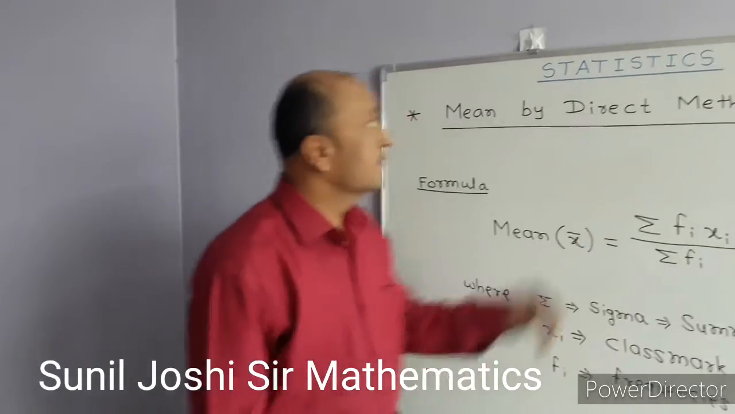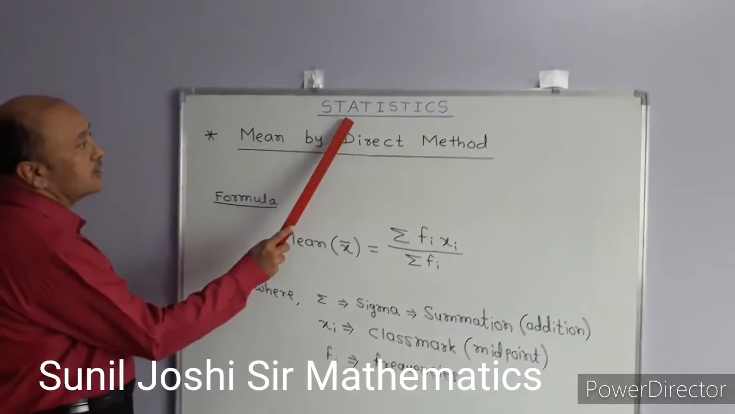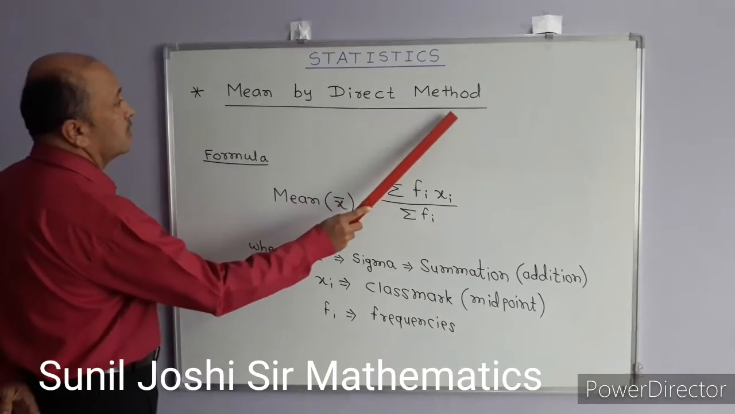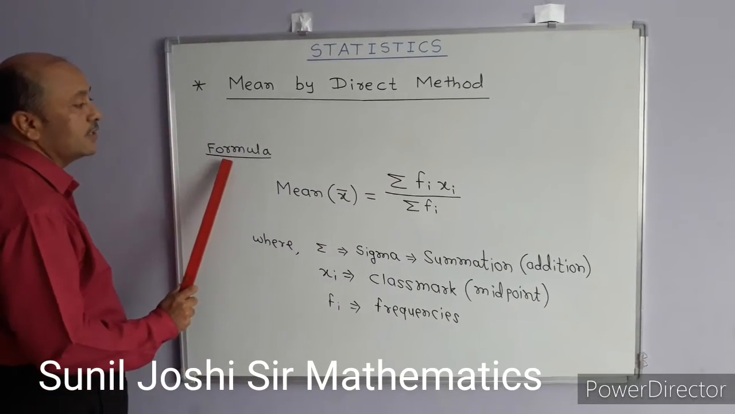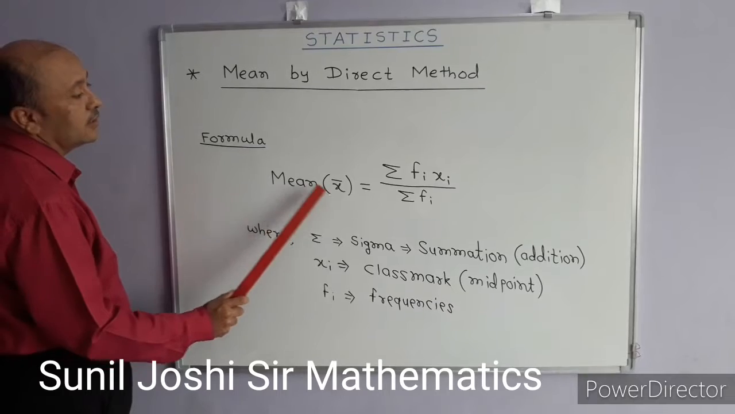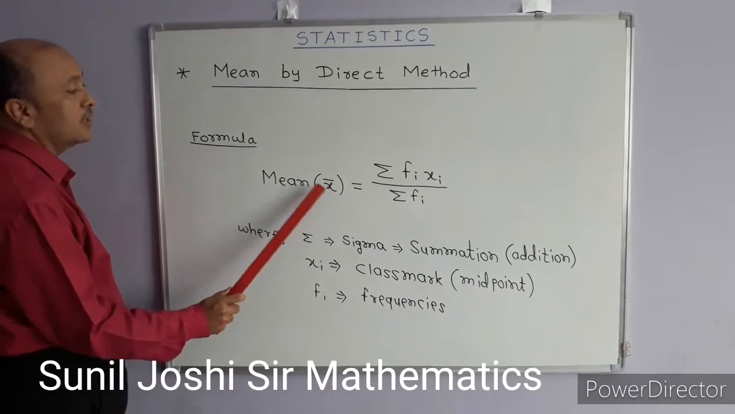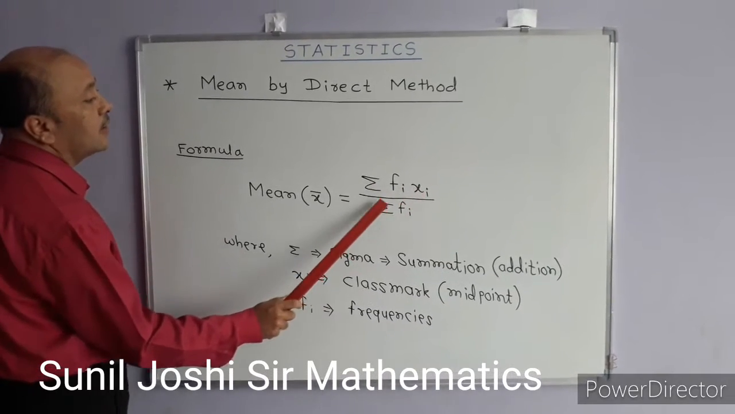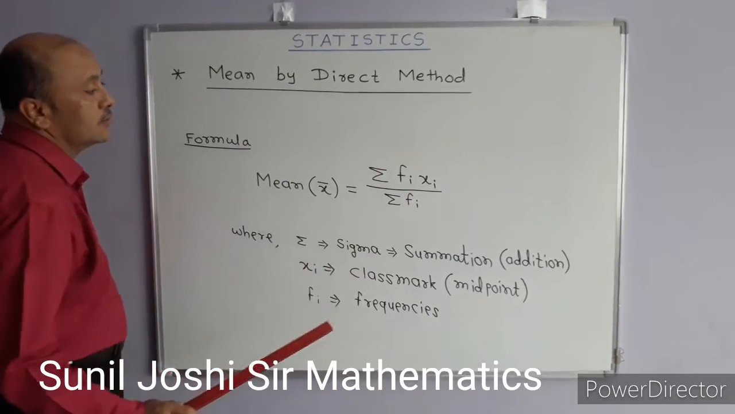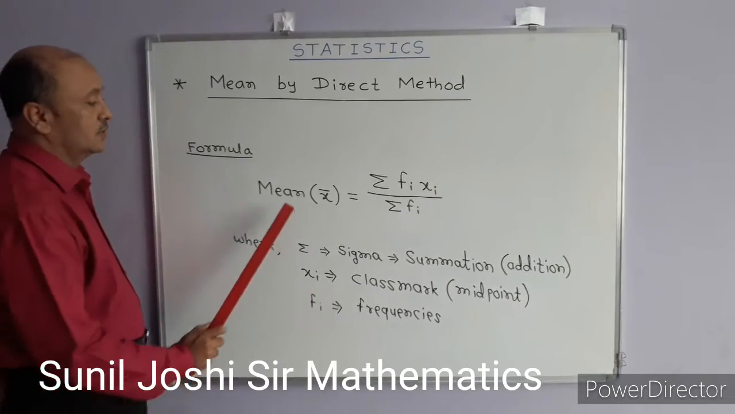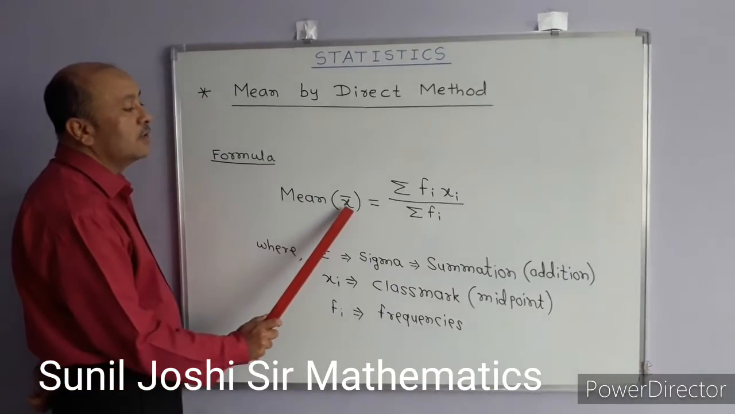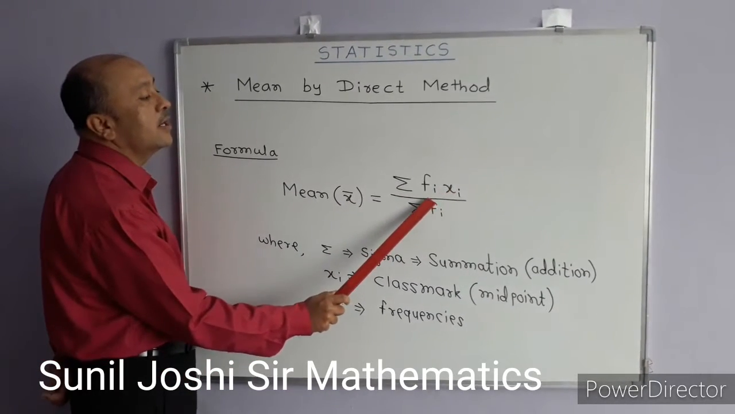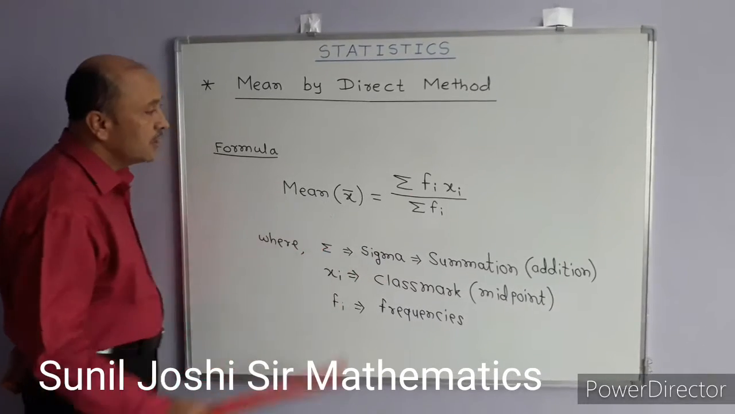So let us see here. Our lesson name is statistics. The first concept we are going to learn is mean by direct method. For that the formula is given here. The mean is denoted symbolically by x bar. Mean x bar is equal to sigma fi xi divided by sigma fi. So this is the formula for finding the mean. Once again I will repeat: mean, called x bar, is equal to sigma fi xi divided by sigma fi.